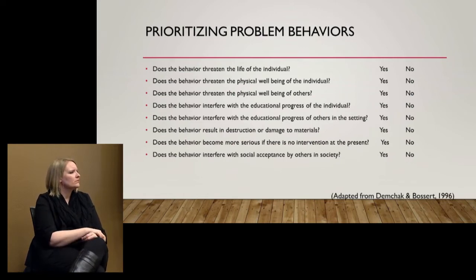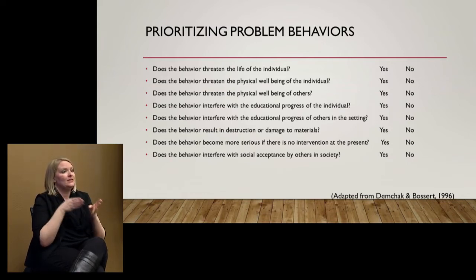Okay, yes, I will read them. The top one says, does the behavior threaten the life of the individual? The second one, does the behavior threaten the physical well-being of the individual? Does the behavior threaten the physical well-being of others? Does the behavior interfere with the educational progress of the individual? Does the behavior interfere with the educational progress of others in the setting? Does the behavior result in destruction or damage to materials? Does the behavior become more serious if there is no intervention at the present? And does the behavior interfere with social acceptance by others in society?